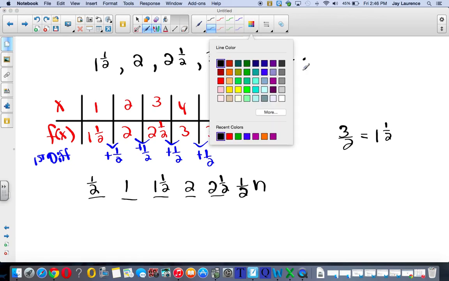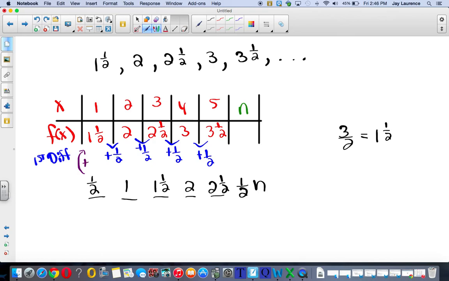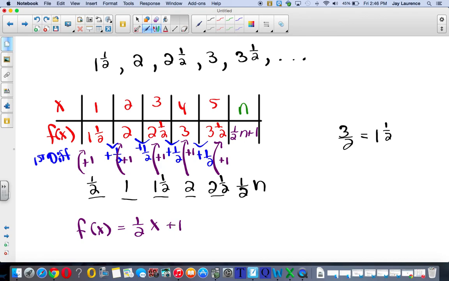What do you notice about the black numbers? They're all 1 short of the red numbers. I have to add 1 every single time, right? Okay, so that means that the nth term will be 1/2 of n plus 1 whole. My function, therefore, is f of x equals 1/2 x plus 1. Let's find f of 200.